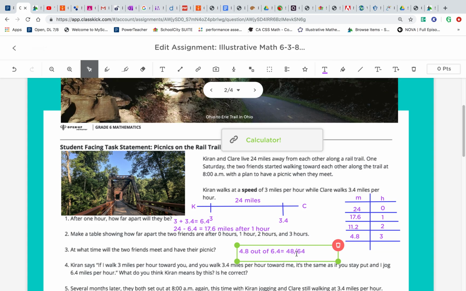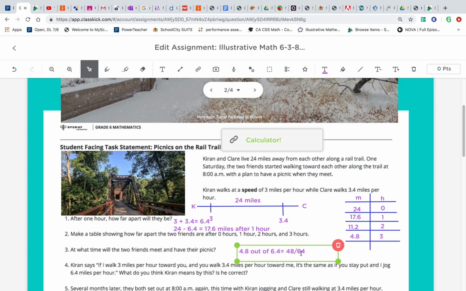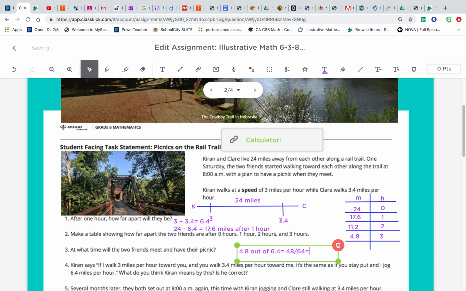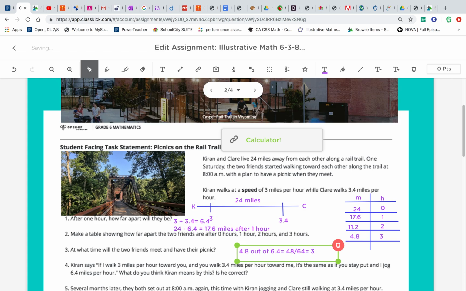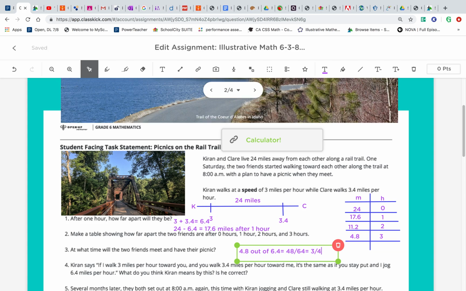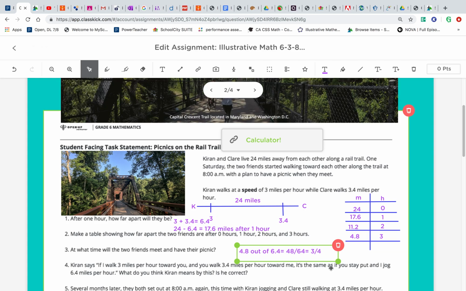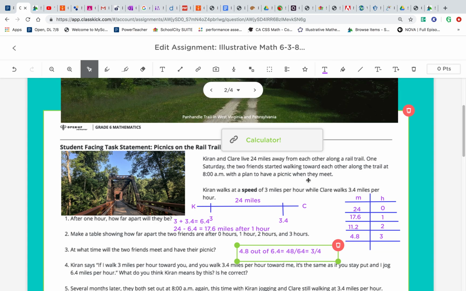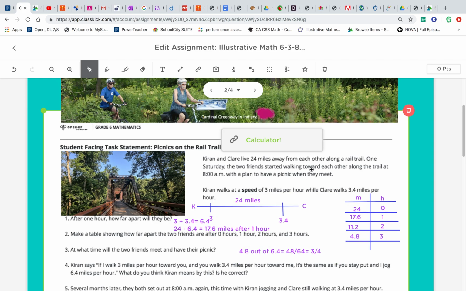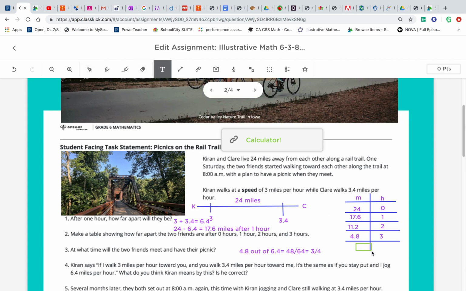If you know your multiplication tables, you can see that there's going to be a number that can divide 48 and 64, and that number is 16. So 48 divided by 16 is 3, and 64 divided by 16 is 4. So we're really talking about 3/4 of an hour extra that they're going to need. All right, so that would mean that they're not going to need 4 hours to cover the distance. So we want the mileage to be 0, meaning they've met.